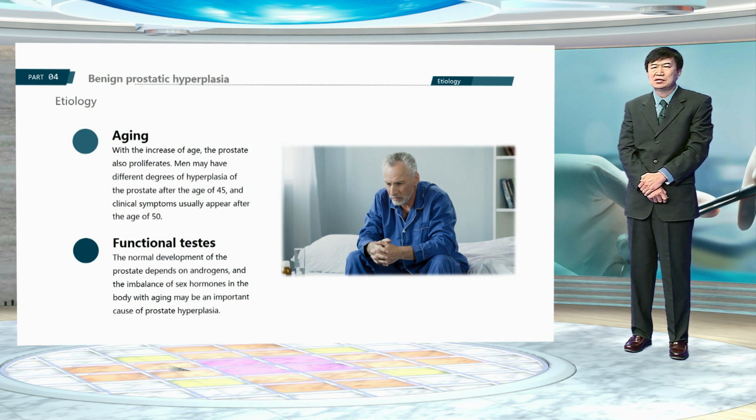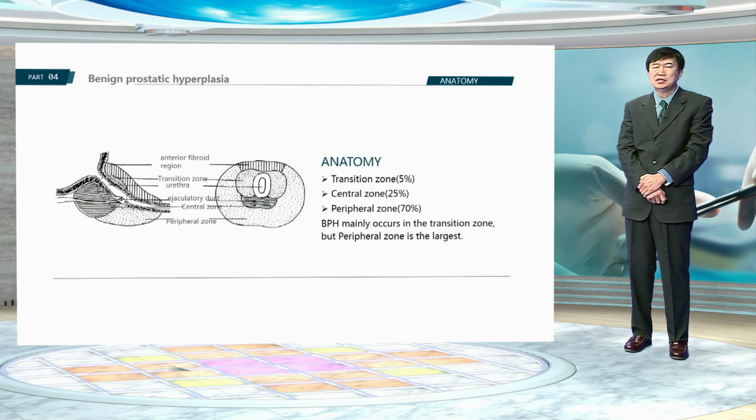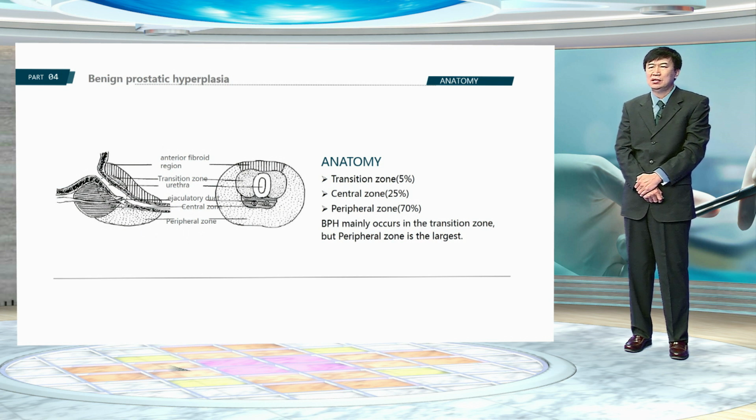The second is functional testes. The normal development of the prostate depends on androgens, and the imbalance of sex hormones in the body with aging may be an important cause of prostate hyperplasia. The prostate can be divided into three parts, including the transition zone, central zone, and peripheral zone. Benign prostatic hyperplasia mainly occurs in the transition zone, but the peripheral zone is the largest.